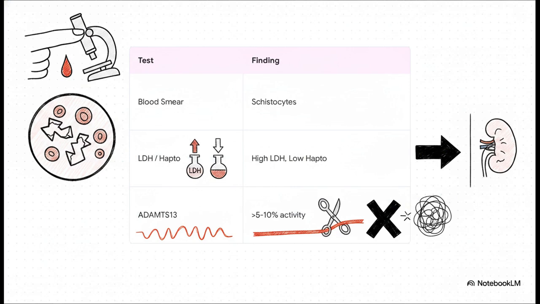But crucially, we absolutely have to check ADAMTS13 activity. We're looking for activity greater than 5 to 10%, because if it drops lower than that, we're likely dealing with a similar but entirely distinct disease called TTP, not HUS.